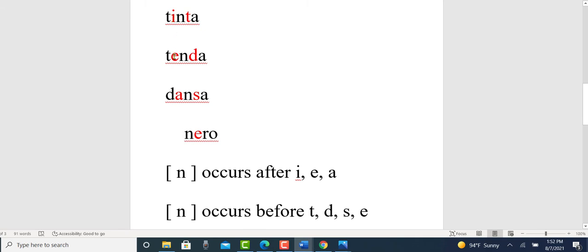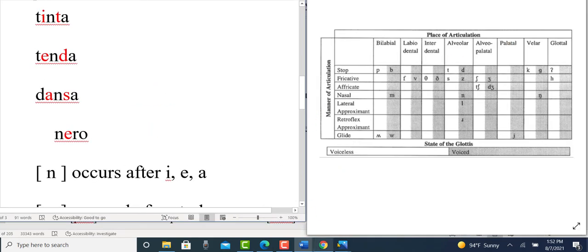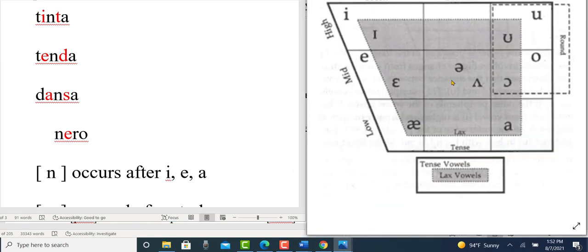So we have the i, we have the e, we have the a. We can say at this point that the N occurs after the i, the e, and the a. But what does that mean, if anything, right? Let's take a look at the vowel chart. The i is a high front tense vowel. The e is a front mid tense vowel. And we have the a, which is over here. It's a low back lax vowel. So there doesn't seem to be any general pattern influencing the N here, at least in what is coming before the N in these cases.